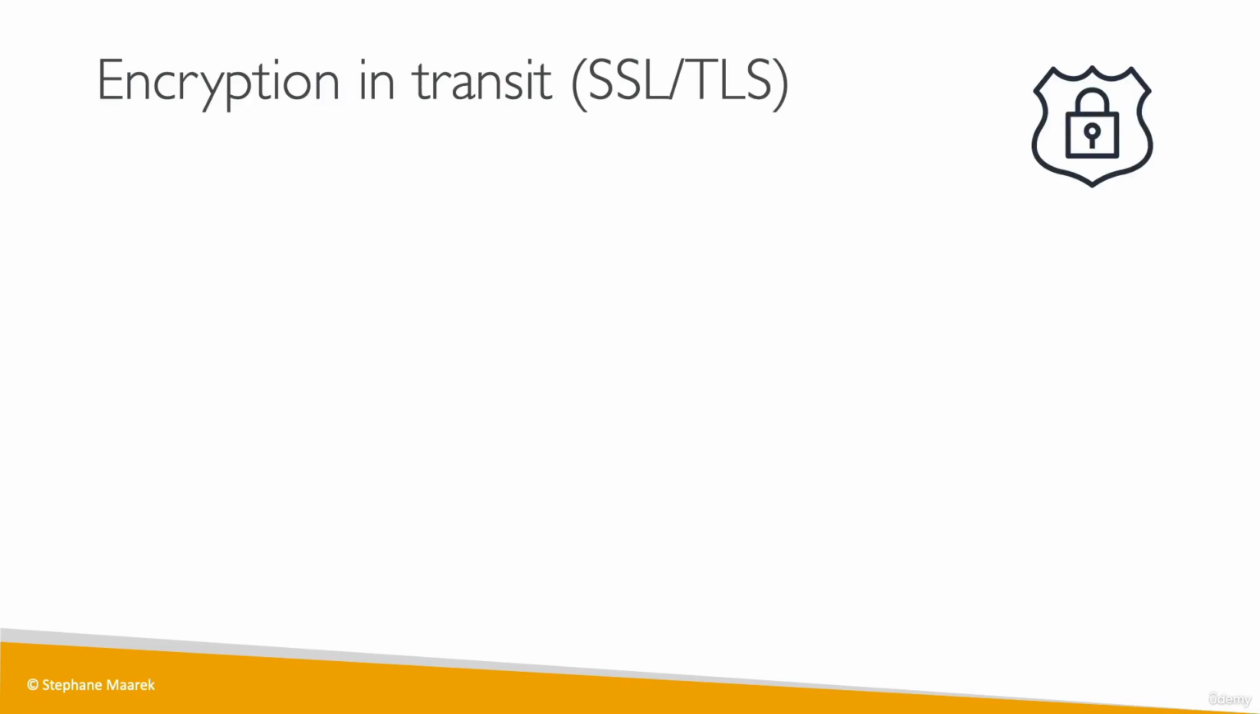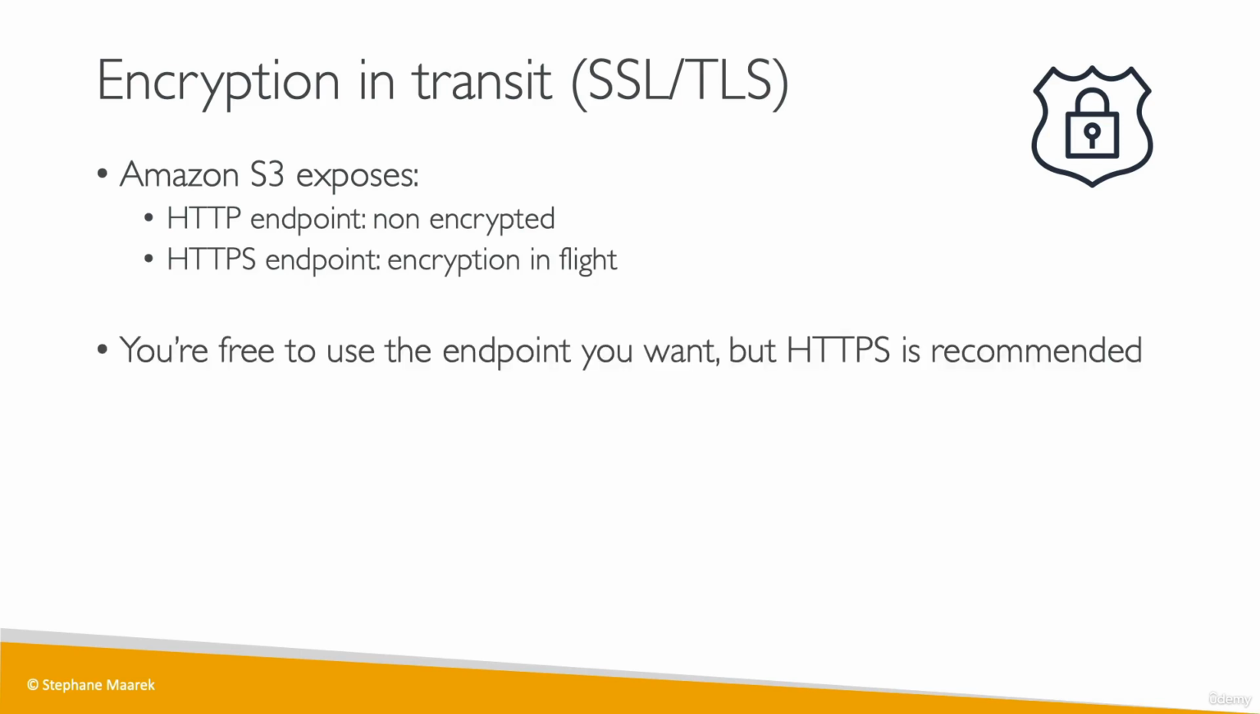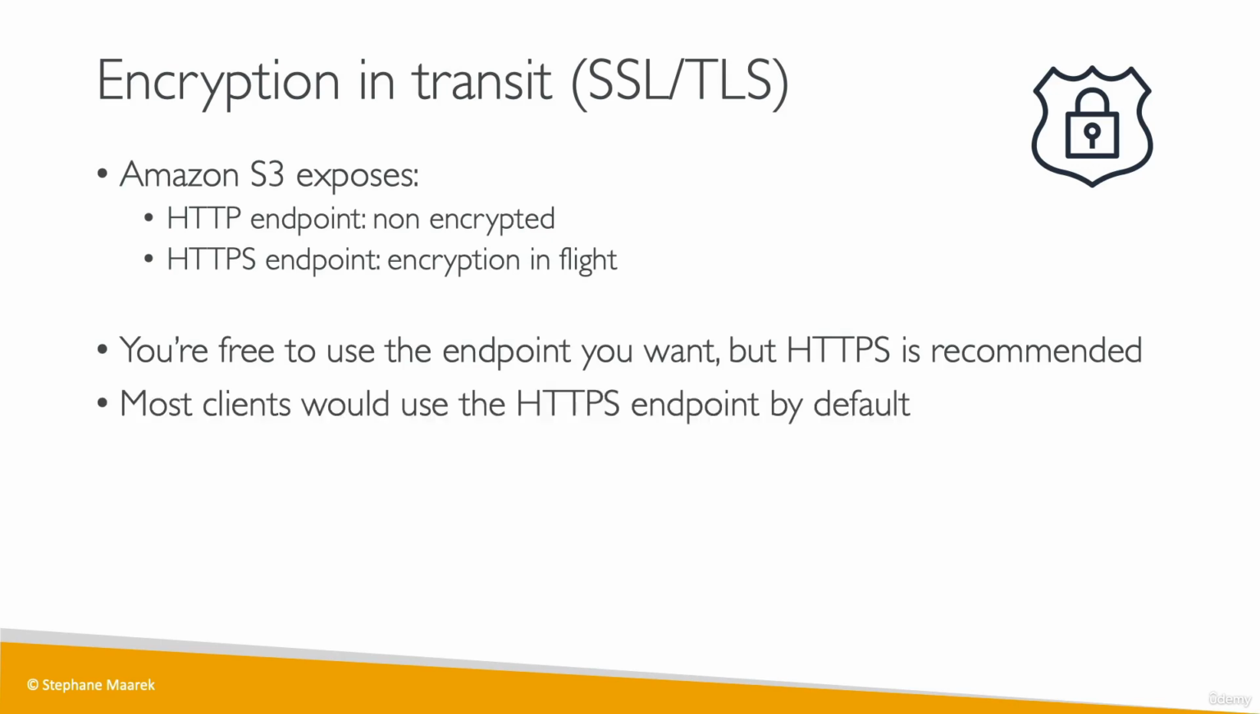And I've been mentioning encryption in transit in this lecture, now I'll make it very clear what it is. That's around SSL and TLS connections. So Amazon S3 is an HTTP service, and it exposes an HTTP endpoint that is not encrypted, and it exposes an HTTPS endpoint, which is encrypted and provides what's called encryption in flight, which relies on SSL and TLS certificates. So you're free to use the endpoints you want, but if you use the console, for example, you would be using HTTPS, and most clients would, by the way, use the HTTPS endpoint by default.